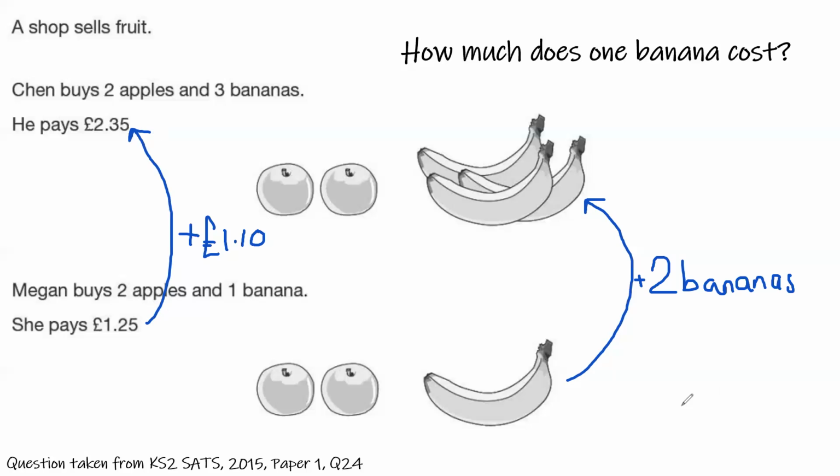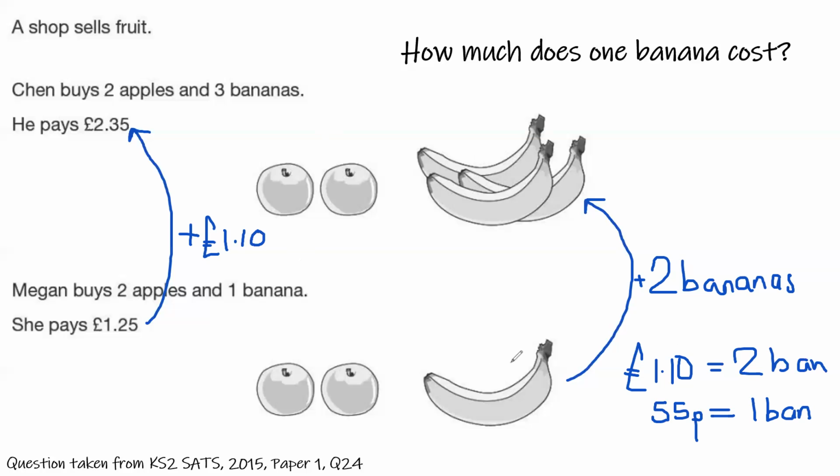So how much do you think 1 banana would cost? Let's work this out. So we know that £1.10 is equal to 2 bananas. So we're going to need to halve it to work out the cost of 1 banana. If we do £1.10, we split the 10p in half, we've got 5p. And if we split the £1 in half, then half of £1 is the same as 50p. That will be 55p for 1 banana.